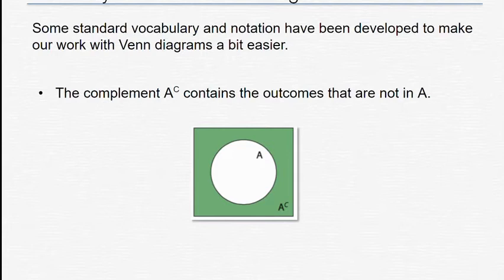Next, let's take a look at some vocabulary related to Venn diagrams. First, we have complement. We talked last class about the complement. You have A with an exponent of C. That means all outcomes that are not in A. So in a Venn diagram, that is all of the space outside the circle. So if A is the circle, A complement is going to be the space inside the rectangle but outside the circle.